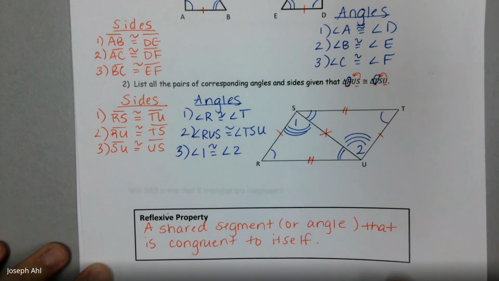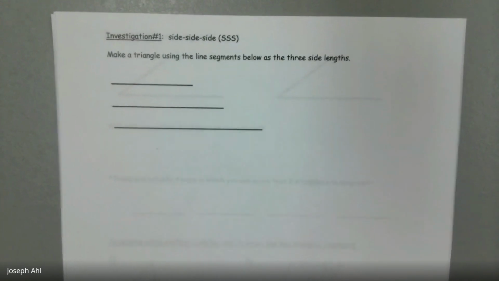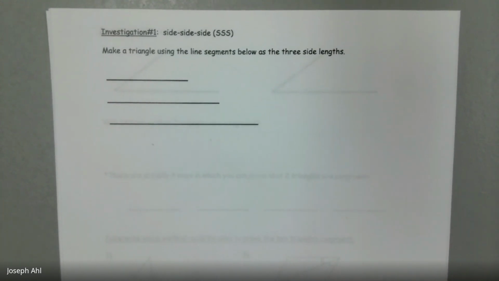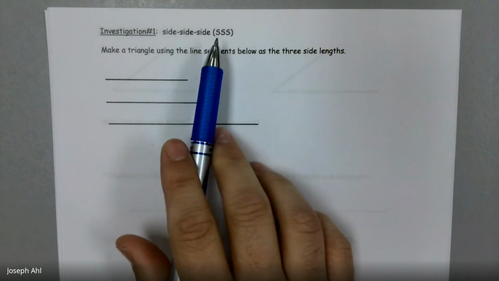So if we're good with page 1, I will actually invite you right now to start looking for a compass. And if you have to pause the video to find your compass, that's fine by me. But we have a couple of investigations today that will involve a compass, and this is the only time we use it in this unit. But we're going to investigate a triangle congruence method called side, side, side.